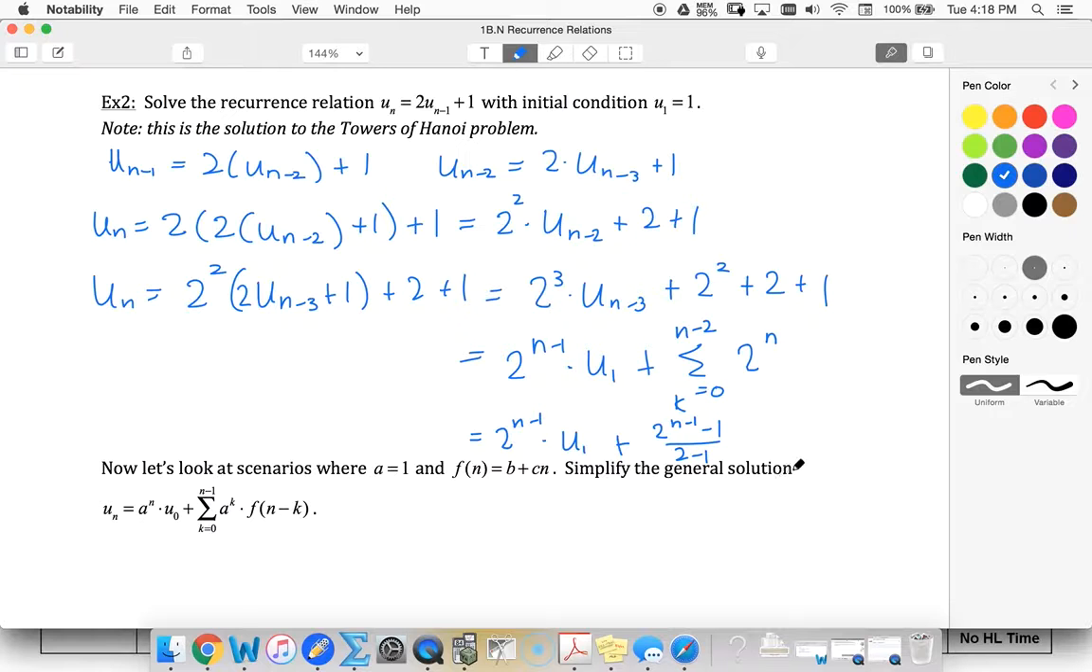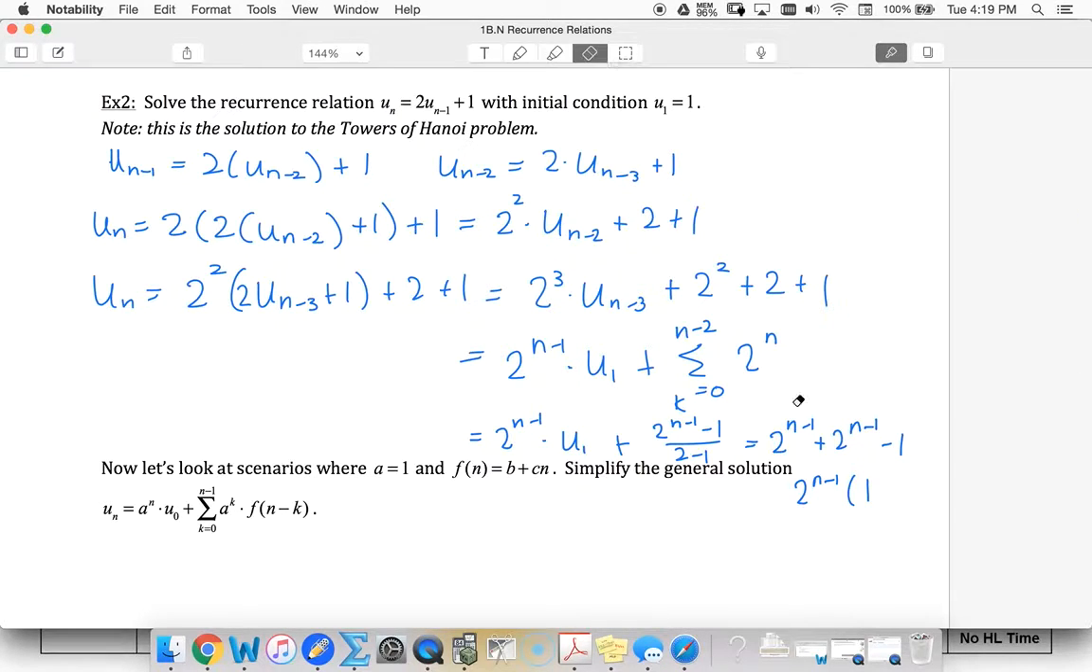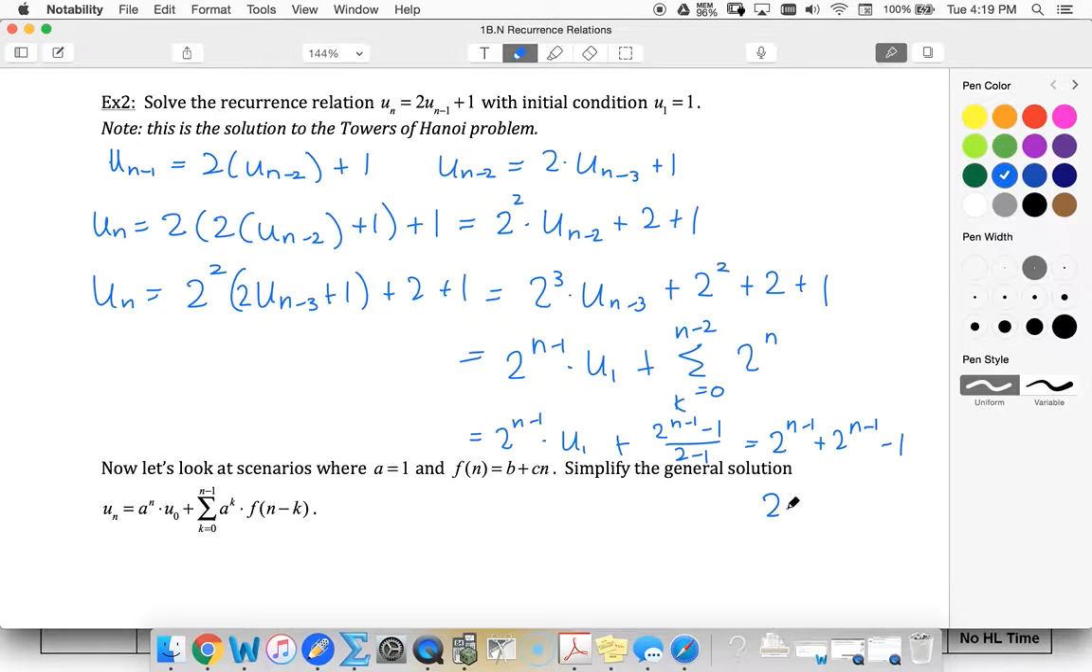All right, I can expand and simplify this knowing that my u1 is 1, so I would get 2 to the n minus 1 plus 2 to the n minus 1 minus 1. Factoring out 2 to the n minus 1 gives me 1 plus... oh, sorry, no, that's 2 of those. This is not a whole term. So I have 2 to the n minus 1's minus 1, which is the same as 2 to the n minus 1.